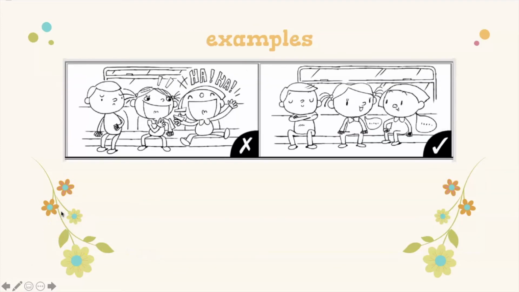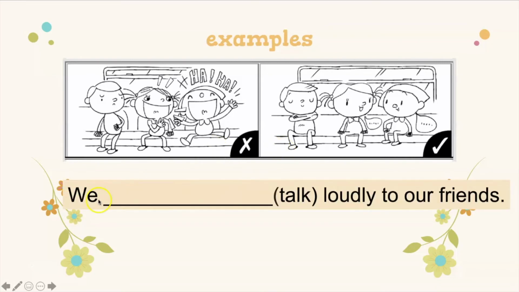Now, here comes another example. Look at these two pictures. We loudly to our friends. What should we use here? Yes, you're right. We ought not to talk loudly to our friends. Remember, we use ought not to with the base form.